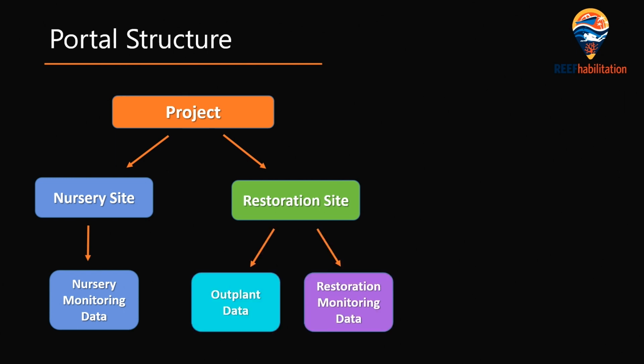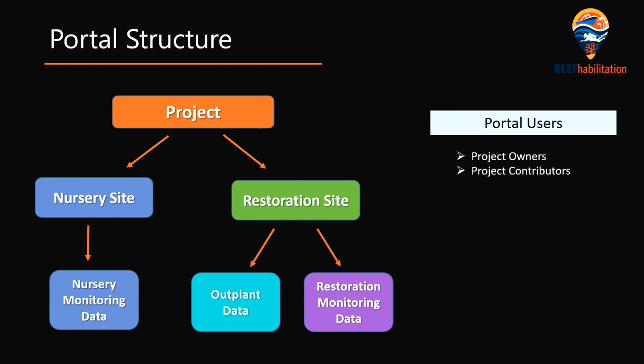For restoration sites, we have two data types. The first is outplant data. This is basically just what corals you outplanted at your restoration site. And then we have restoration monitoring data. So at the sites that you outplanted, when you go back to monitor, you just record the CRC universal monitoring metrics.